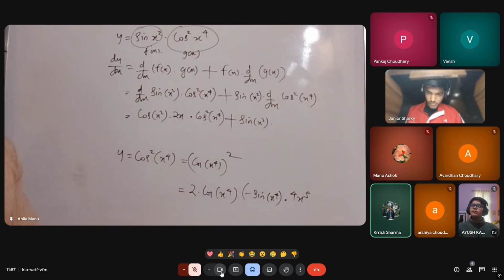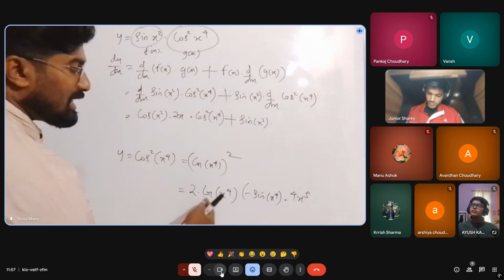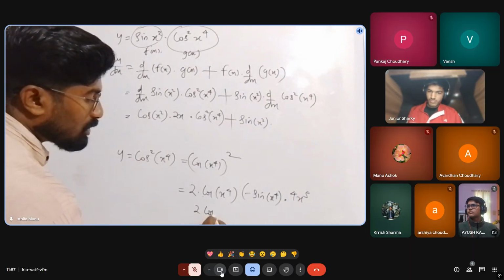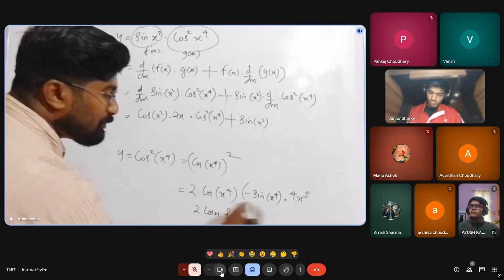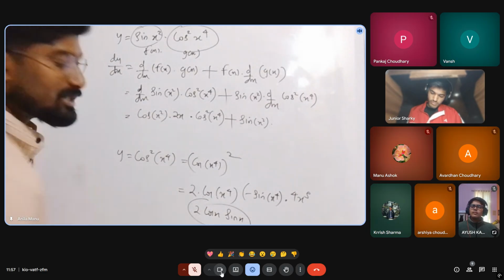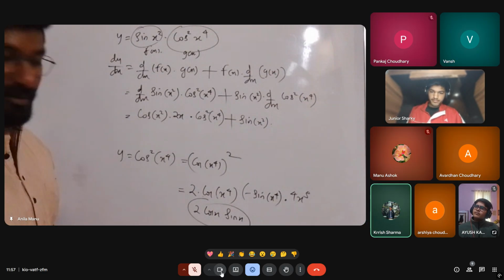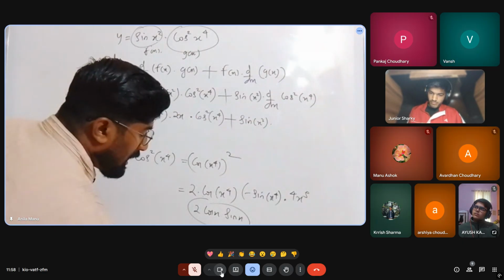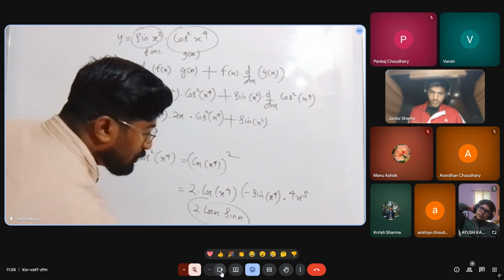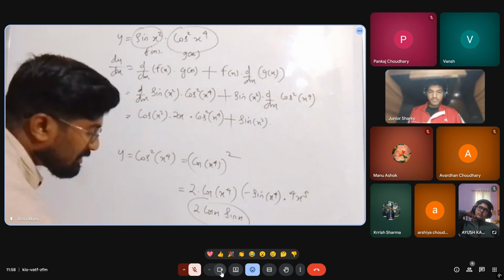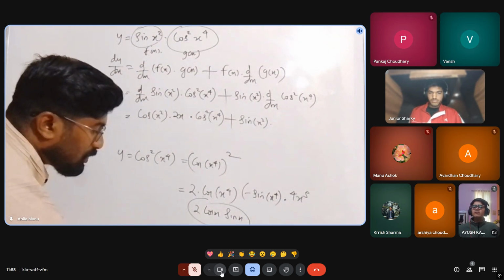Yes, sir. Okay. By combining these two things, all of you please check. This is of the form 2 cos x sin x. Leave the minus sign. What is 2 sin x cos x? Sin 2x. So I can write sin 2x raised to 4. Did you get the idea? With this minus 4x cube also.